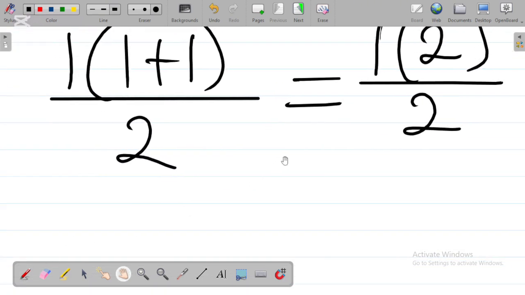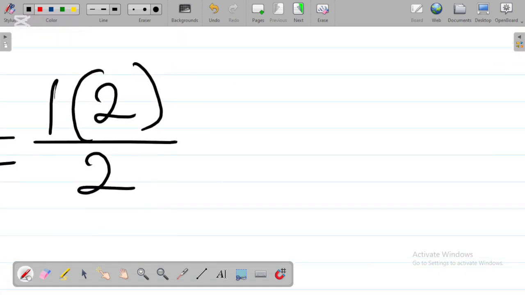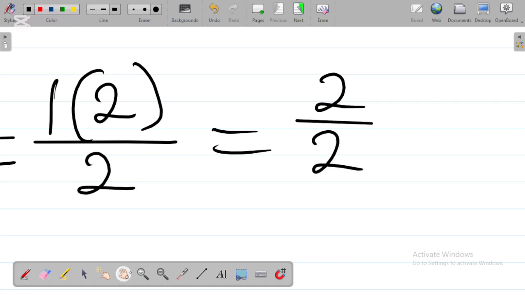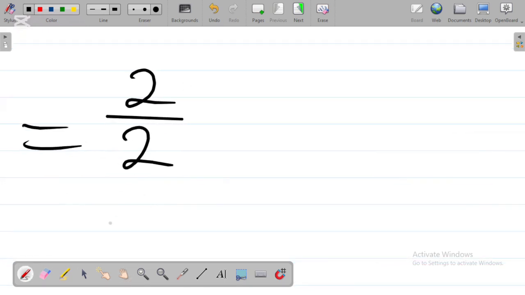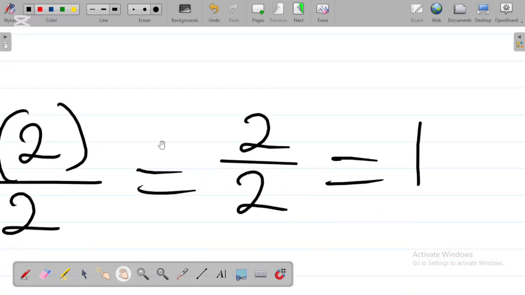1 multiplied by 2 is 2. So we have 2 all over 2. And 2 all over 2 is equal to 1. So this is for the basic step.